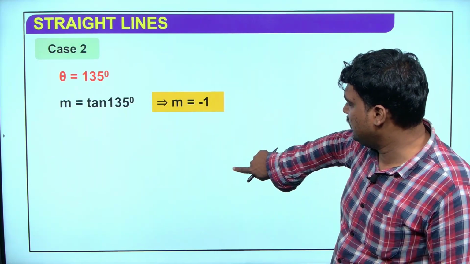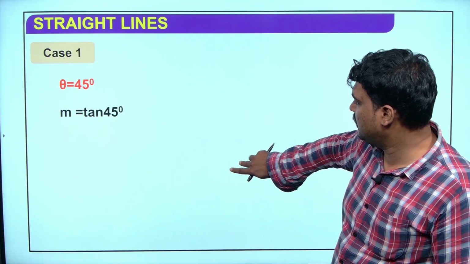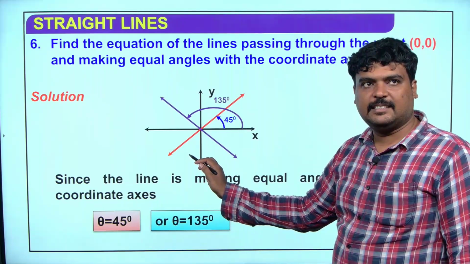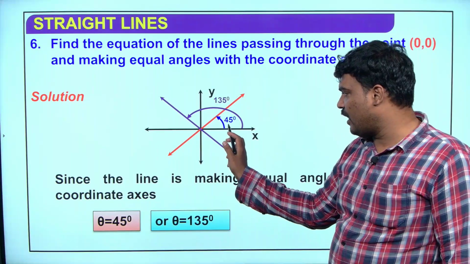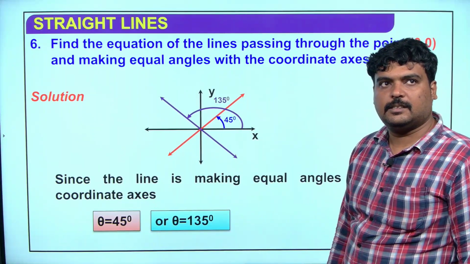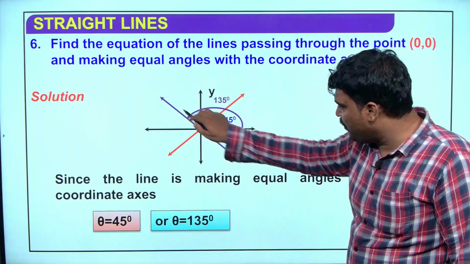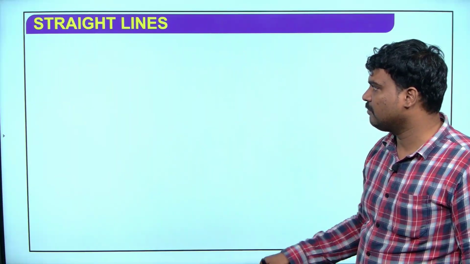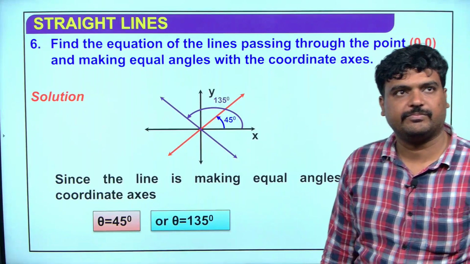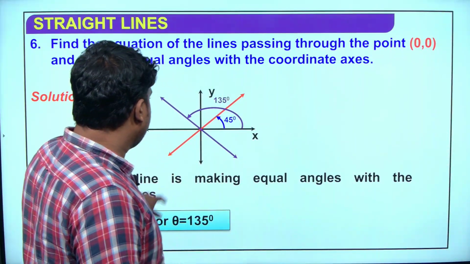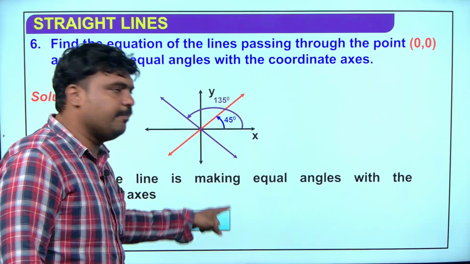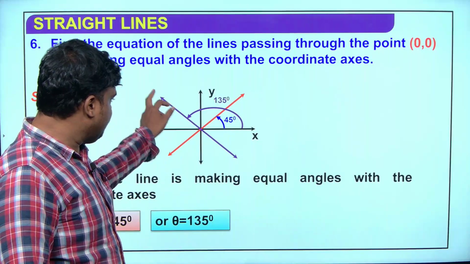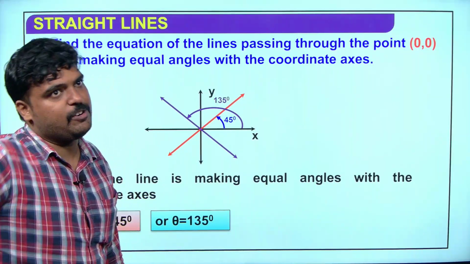In the red color line, what is it having? 45 degree. Okay. Now I am having a blue color line. This will make 45 degree to the y axis. Yes, sir. Okay. So we can say the red line or the blue line. The red line equation is going to be x minus y equal to 0. And this blue line equation is going to be x plus y equal to 0. Are you getting?